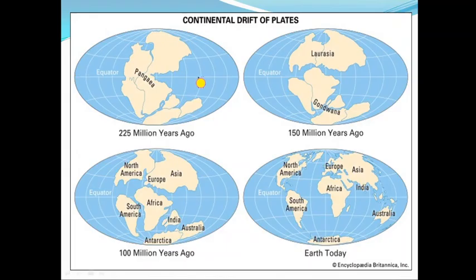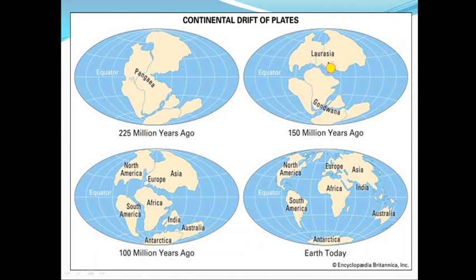This slide represents the drifting of continents or land masses in different directions. In the beginning, about 225 million years ago, there was a supercontinent called Pangaea, surrounded by the sea called Panthalassa. Later on, 150 million years back, it was divided into two land masses, Laurasia and Gondwanaland.